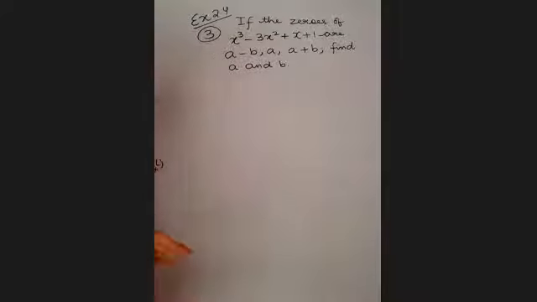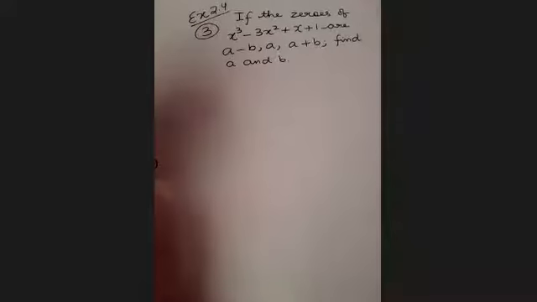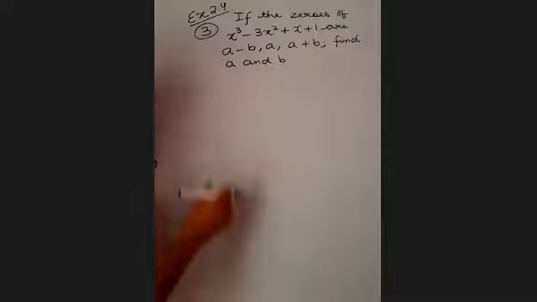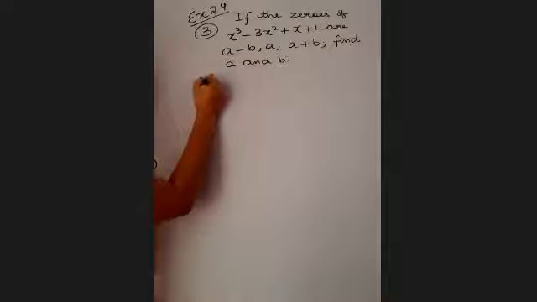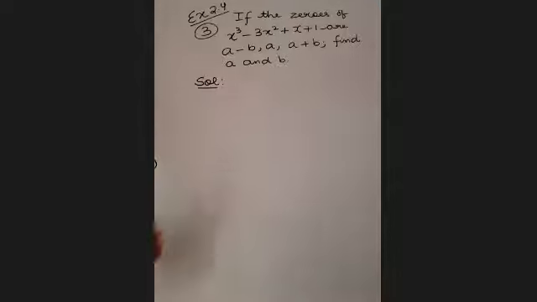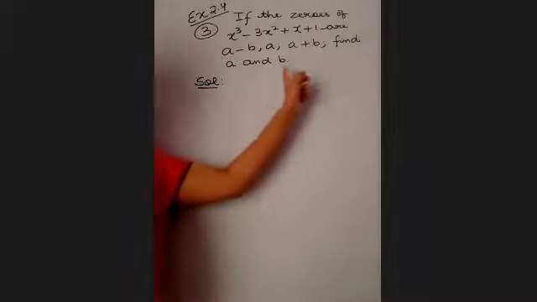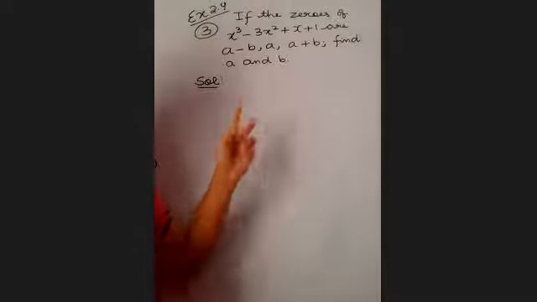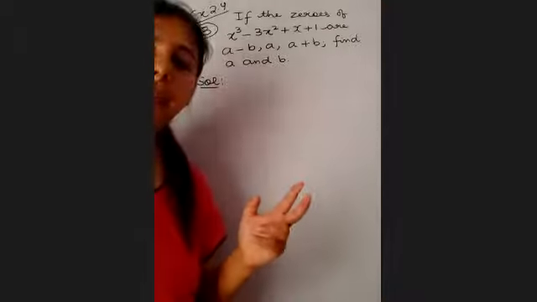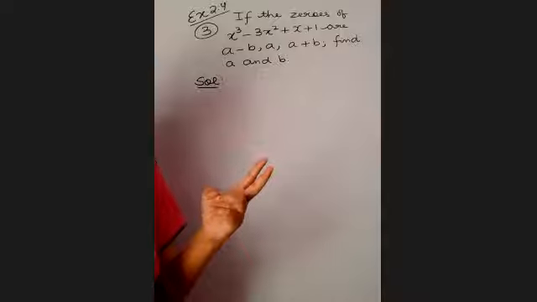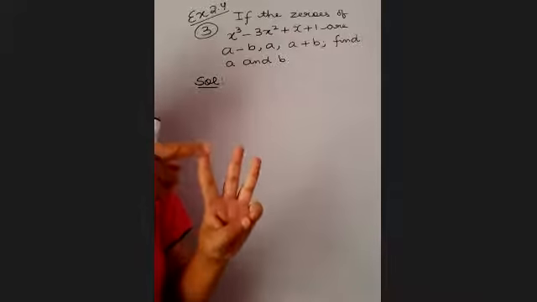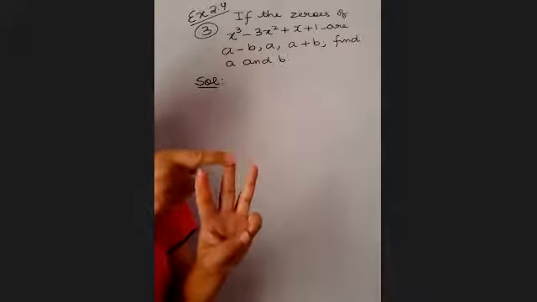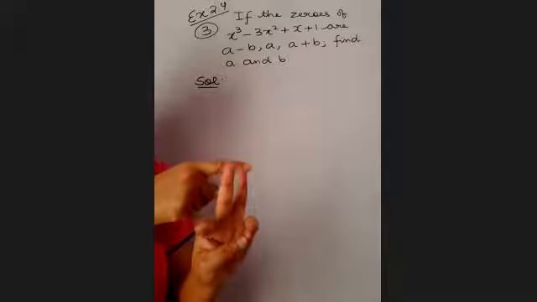The zeros of a cubic polynomial are a minus b, a, and a plus b. You have to find the values of a and b, children. You can see there are two unknown variables, so for two unknowns we can use two equations. We have three relations with us: sum of zeros, sum of pairwise product, and the product.